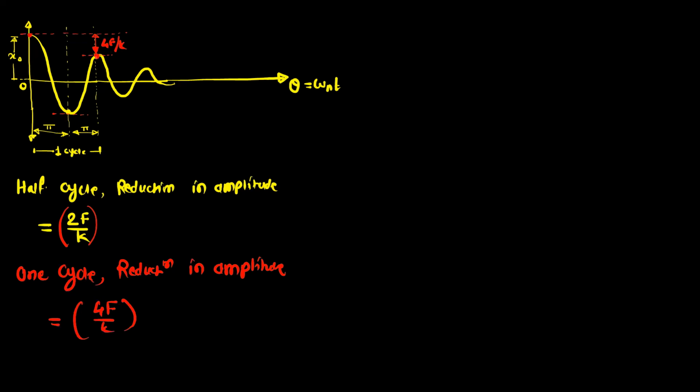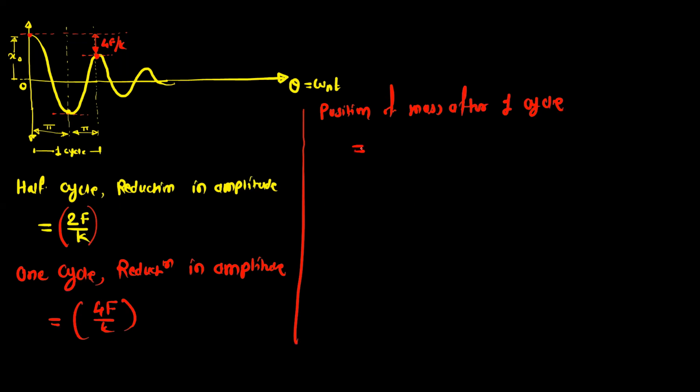If you want to find out the position, so position of the mass after one complete cycle, this is equal to x0 minus 4f upon k. 4f upon k is the only reduction with respect to the initial displacement. And x0 minus 4f upon k will give the position with respect to mean line. Okay.